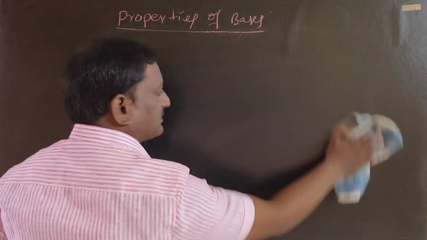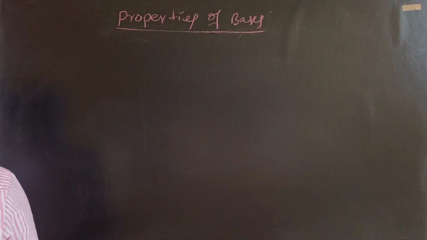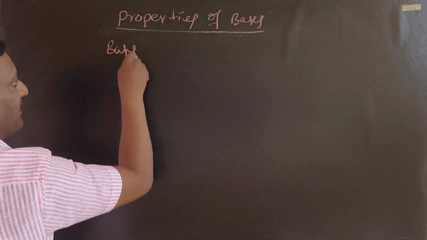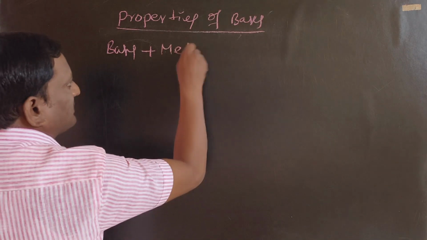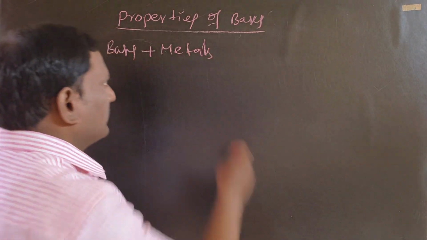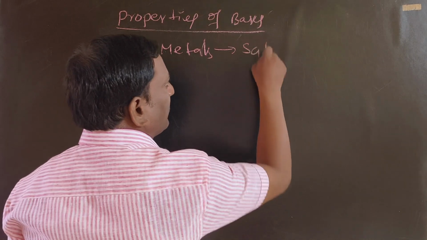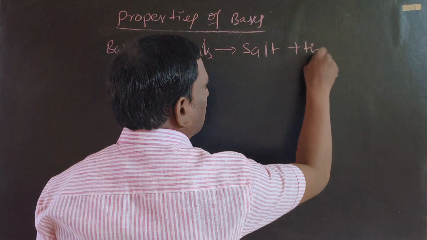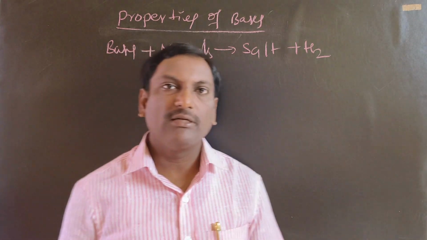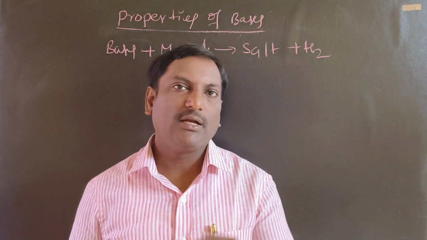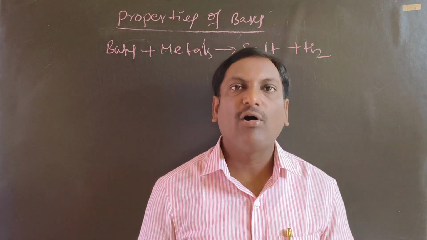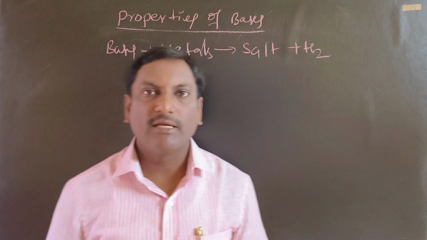Bases with metals. Let us start. Generally, bases react with metals to give salt plus hydrogen on heating, not at room temperature. Generally, acids react with metals to give salt and hydrogen gas at room temperature, but in the case of bases, we need to provide heat energy. On heating, we will get hydrogen gas.